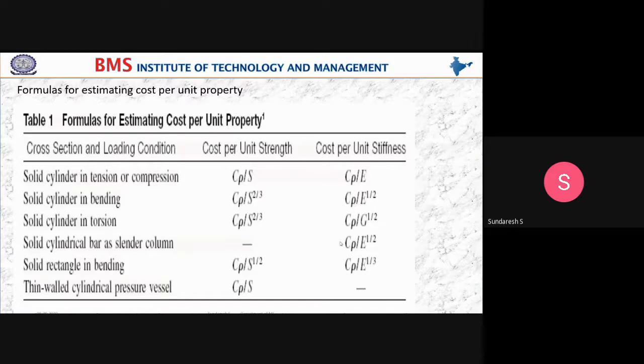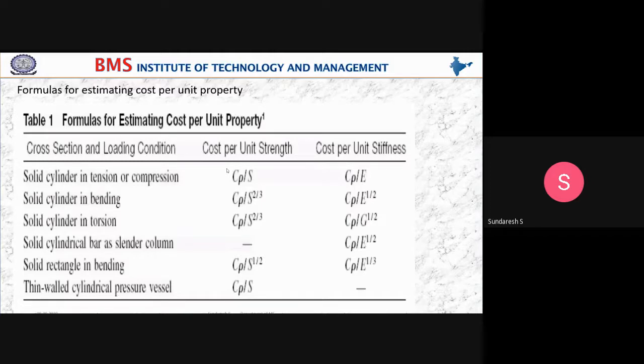So this is what we have: the formulas for estimating cost per unit property. This is very important for you. Please make a note of these things, the formulas for estimating cost per unit property. We have a table over here. Cross-section and loading conditions are given, and correspondingly the cost per unit strength formula and the cost per unit stiffness formula. So these are the formulas for calculating the cost per unit properties.